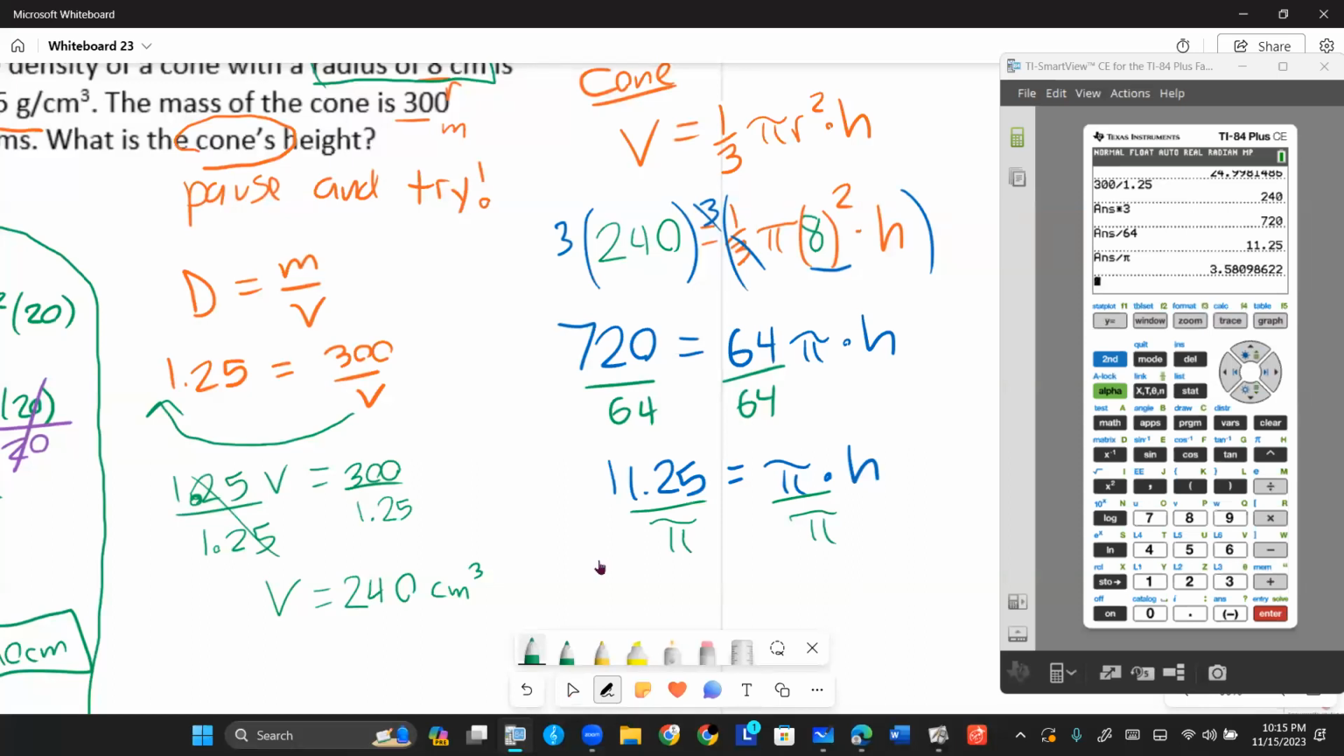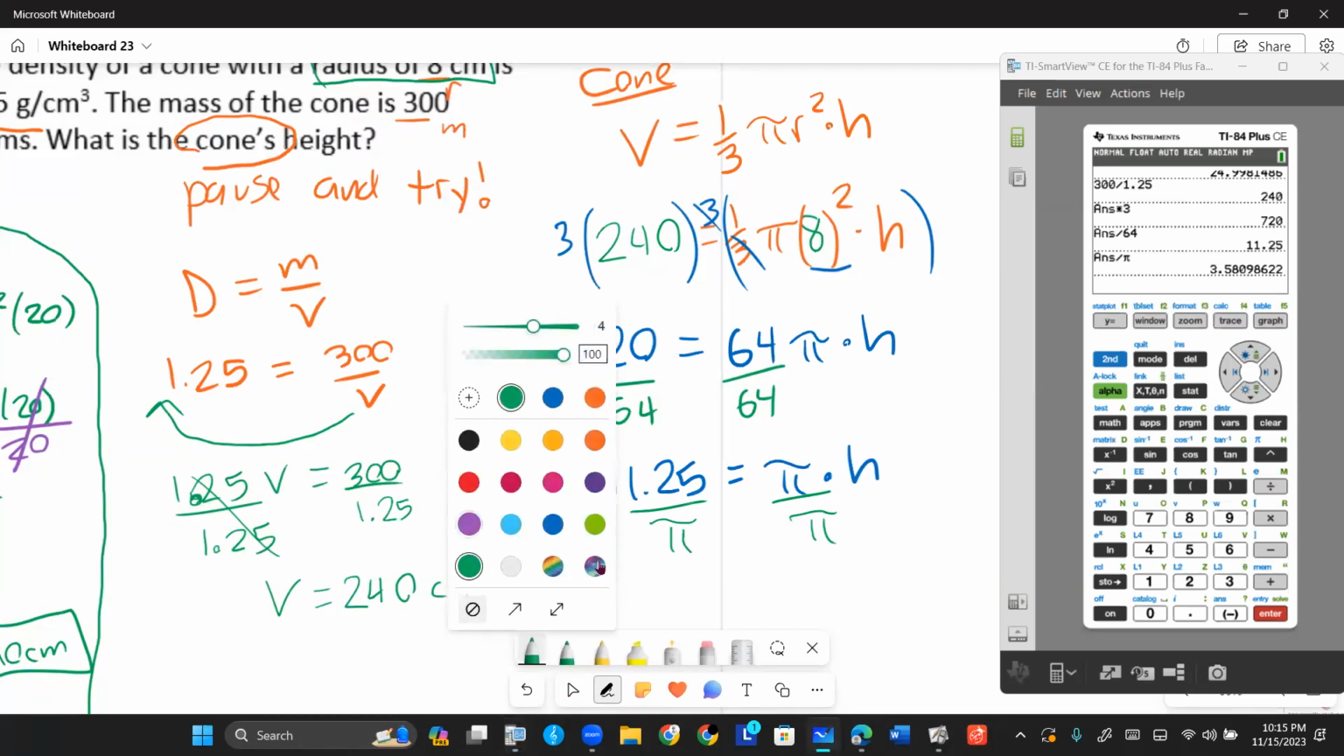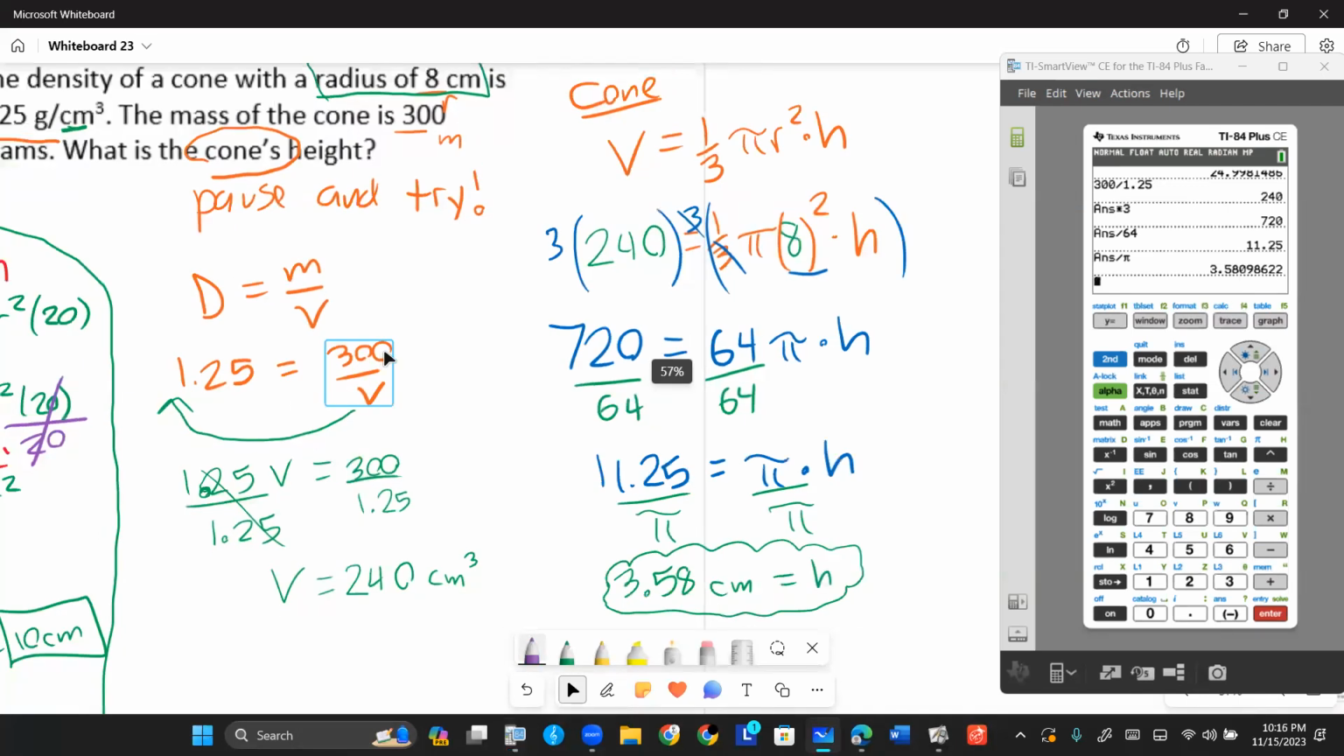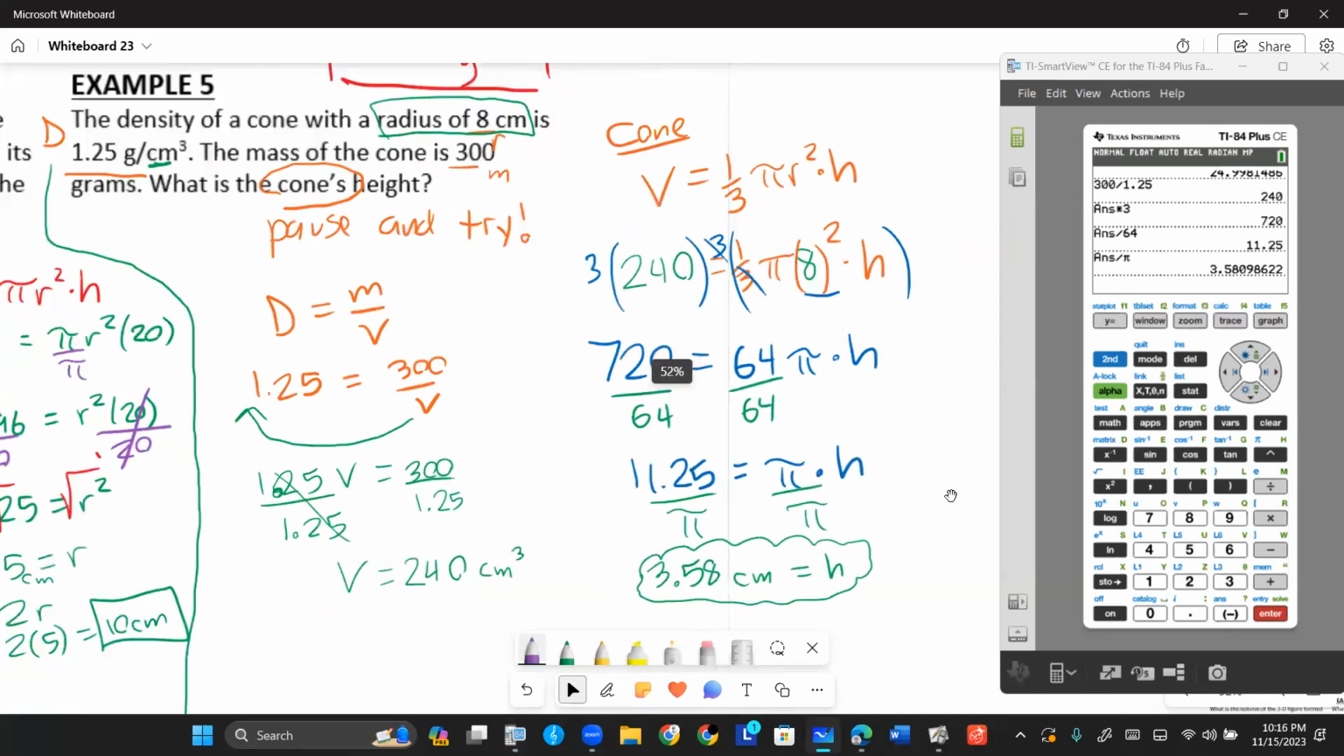So I have our final answer. Our height is 3.58 and our measure for these units are in centimeters. So 3.58 centimeters is the height of this cone. Guys, hope this was helpful for you using density and volume formulas. Let me make sure that whole problem is displayed. Make sure you have good notes, write that down.